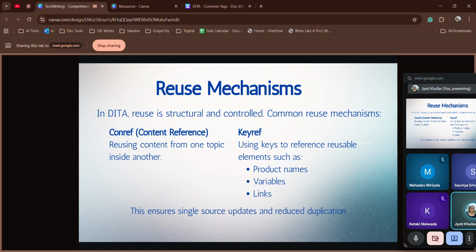Okay, all right. So, reuse mechanisms. As I said, conref and keyref are basically standard tags used inside DITA for reusing content from one topic inside another. So if you want to refer to existing content, you'll use conref. Similarly, if you want to create variables or use product names, keyref is used for that.